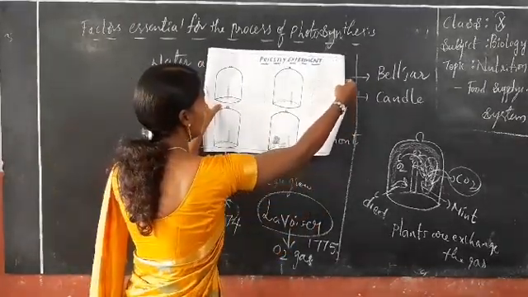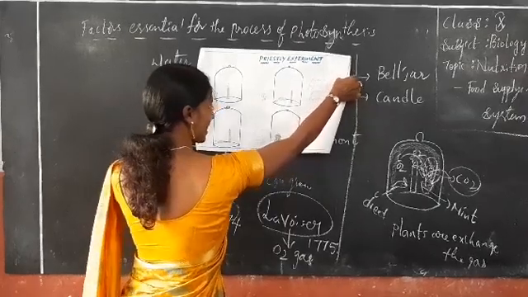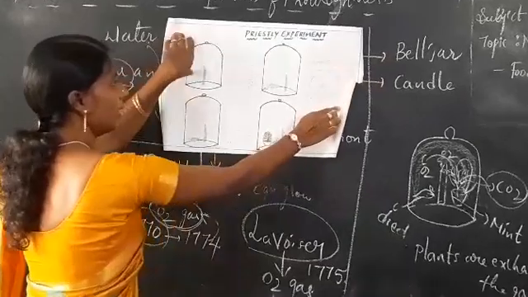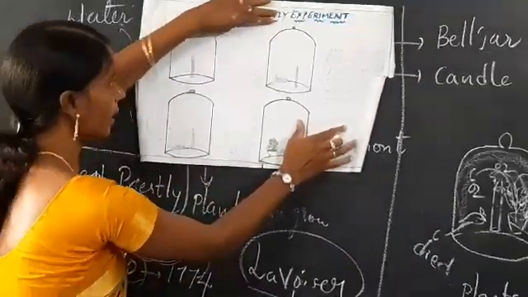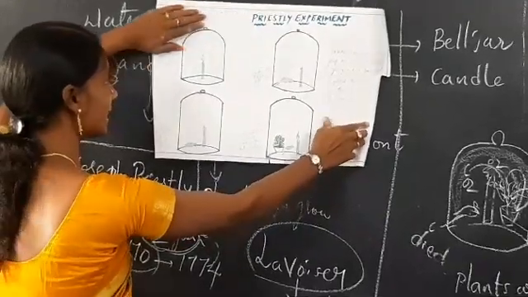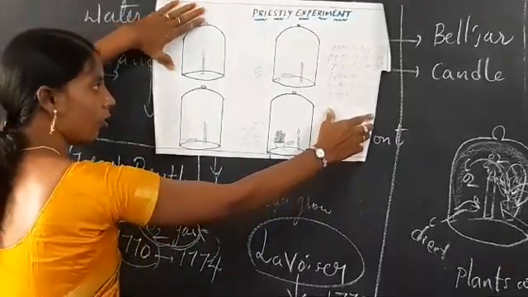Let us see the same activity in our lab. Clear, all of you? This is Priestley's experiment, a very important experiment in your 10th class syllabus. Here, as you can see, I have already drawn 4 bell jars.